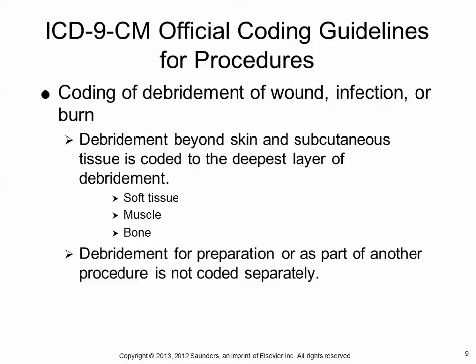Now, the reason you do not put the others is because in order to get to the bone, you have to go through soft tissue and muscle, right? And chances are, if you are doing a bone debridement, there may not be a lot of soft tissue and muscle or subcutaneous tissue and muscle there, because it may have already become necrotic and had been debrided at some other point. Keep in mind, you go to the deepest layer of debridement. So as far down as you go, that's where you code to. Okay?